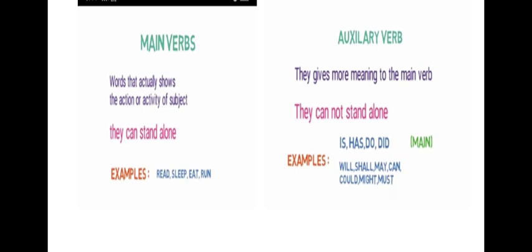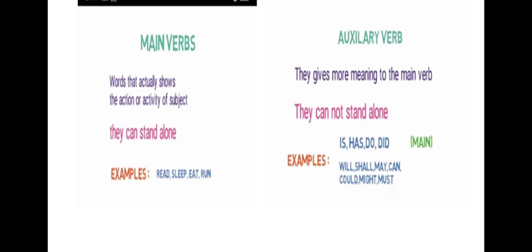Now let us understand what are main verbs. Words that actually show the action or activity of the subject. Main verbs are those words which show us exactly the action that the subject is doing. These main verbs can stand alone. They do not need the help of any other verbs in the sentence. They alone can show the action. For example, read, sleep, eat, run.